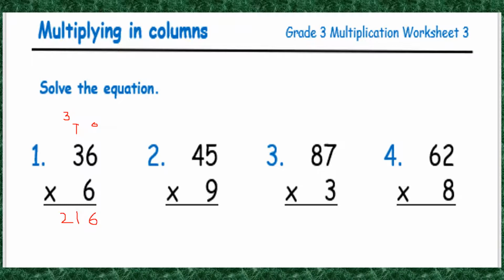216. Now see the second question, children. 45 multiplied by 9. This is ones and this is tens. This you know already, children. 9 5s are 45. Now 5 you will write here and 4 carry on tens part. Now multiply 9 with 4. 9 4s are 36 plus 4 is 40.